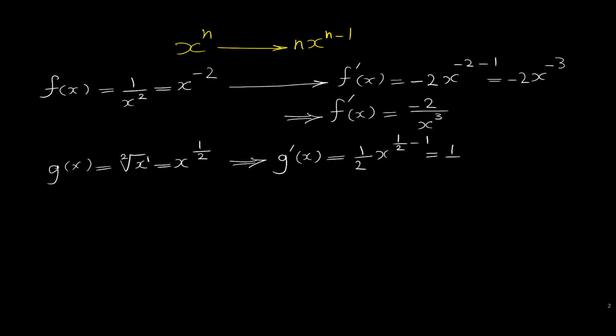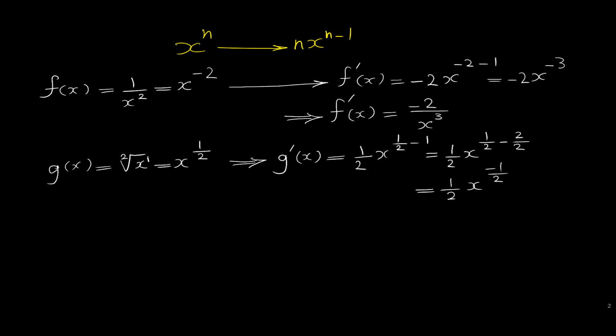To simplify 1 over 2 minus 1, we do a common denominator. 1 over 2 minus 2 over 2 is minus 1 over 2. So the derivative is 1 over 2 x to the negative 1 over 2. And so the derivative of square root of x is 1 over 2 x to the negative 1 over 2.